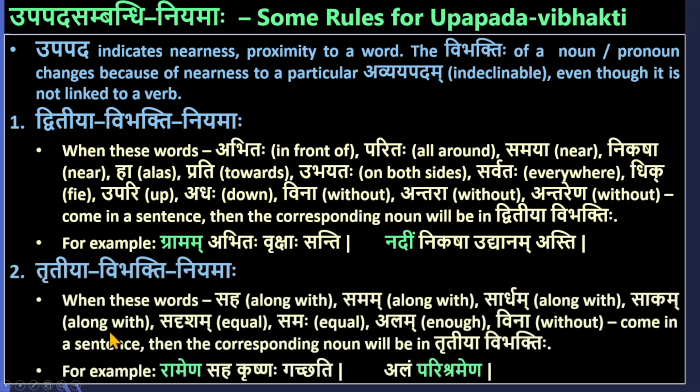Next one, tritiya vibhakti niyamaha. When the words saha, samam, sardham, sakam, sadrisham, samaha, alam, vina come in a sentence, then the corresponding noun will be in tritiya vibhakti. For example, ramena saha krishna gacchati. Saha is coming, so ramena is tritiya vibhakti. Alam parishramena. Enough of your efforts. When alam comes, parishramena will be in tritiya vibhakti.